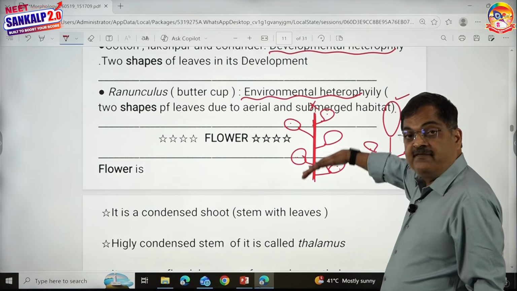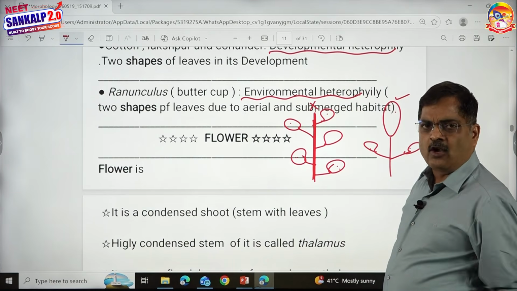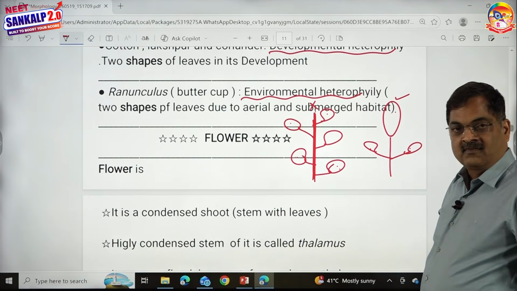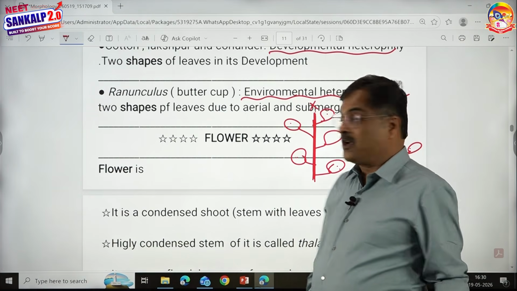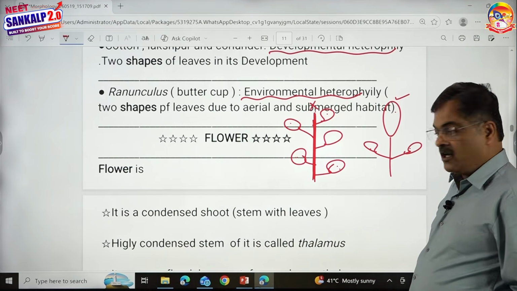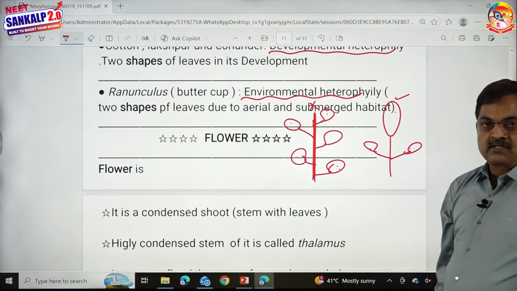Opening of flowers is from base to tip. You can say acropetal opening. Opening of flowers is from tip to base. All right, these are the points. Because this flower is older, it's going to open first, then these. All right, that's about inflorescence.